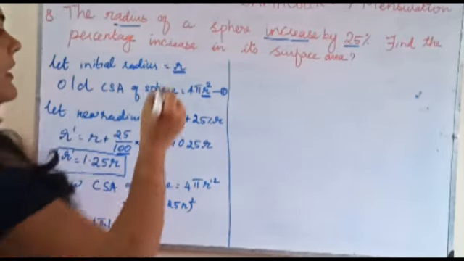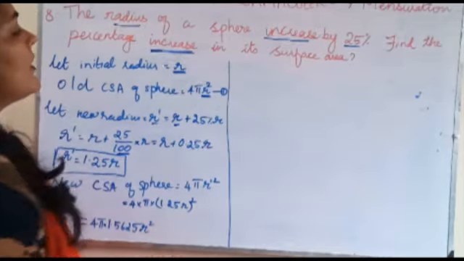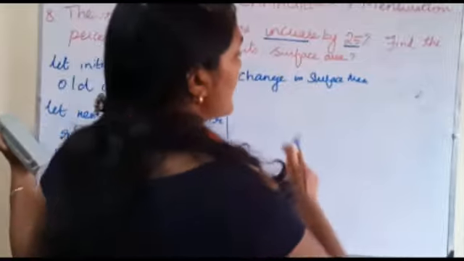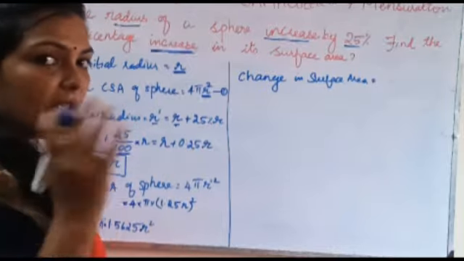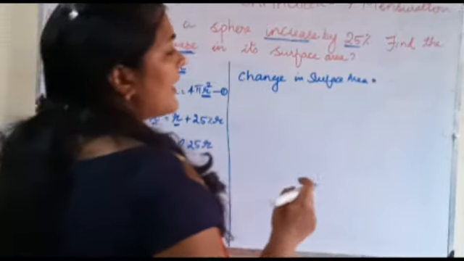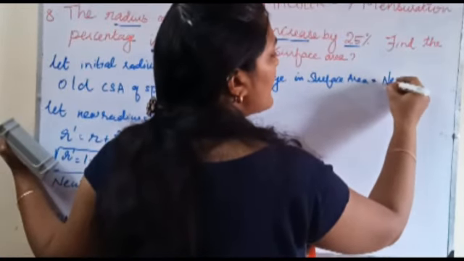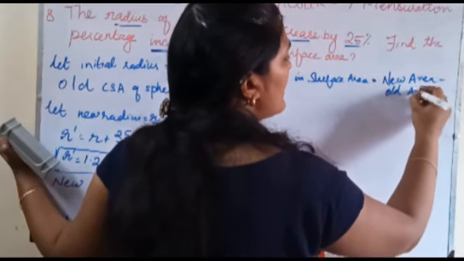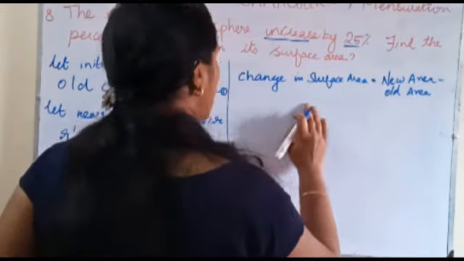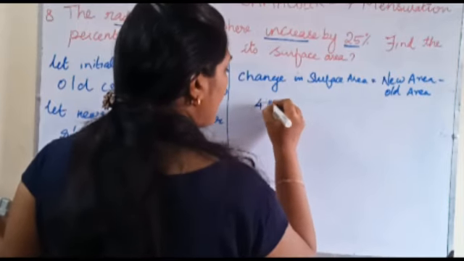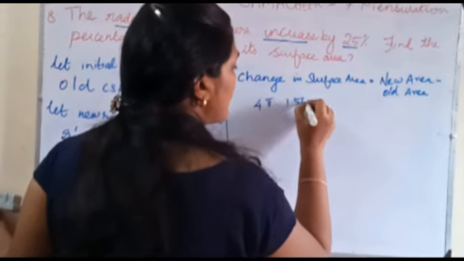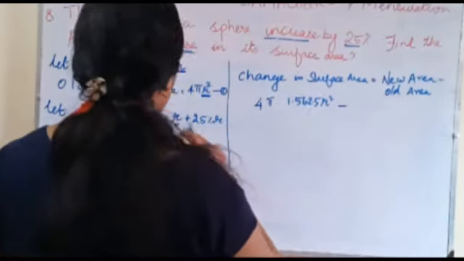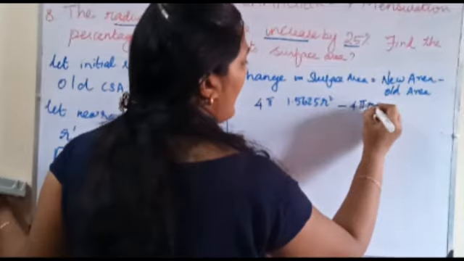They have asked for the percentage increase. So how much it is increased? We need the change in curved surface area. Correct? Change in surface area, we know the area is increased, so new area minus old area will give you the change in area. What is our new curved surface area? 4 pi into 1.5625 r square, minus the old area, which is 4 pi r square.